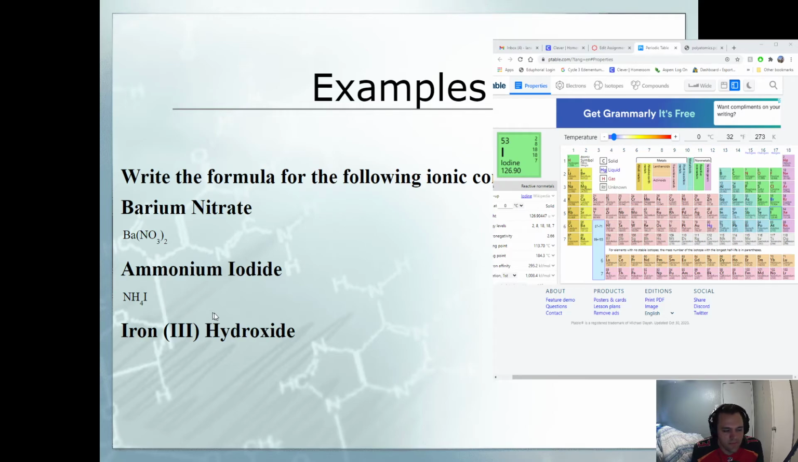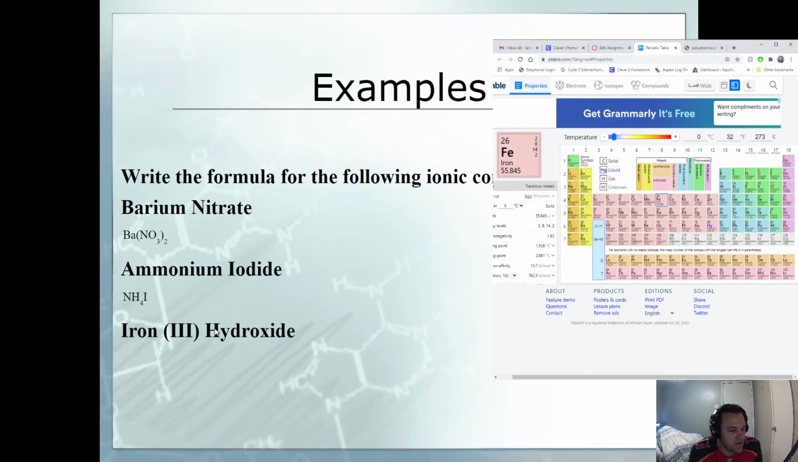Simple enough. All right, this one here, it's iron. So we know that's going to be on our periodic table Fe. So that'll be the symbol we're looking at. And it's iron 3, it gives us in the name. So we know its charge is going to be positive 3.